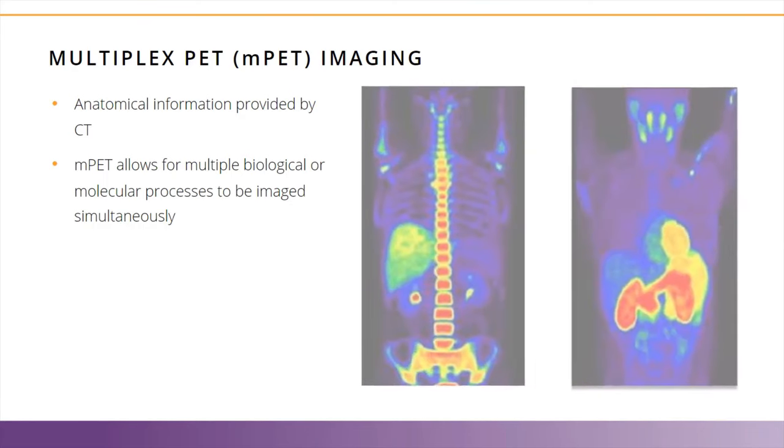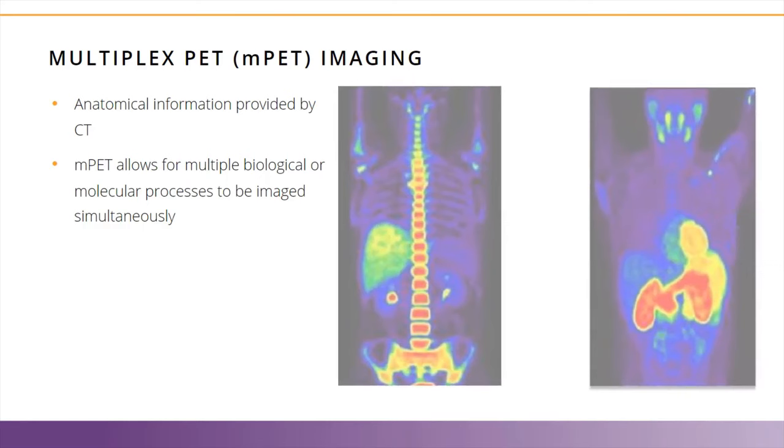The multiplex software is then able to separate the 2 different tracers from the acquired data, again providing information on multiple biological or molecular processes simultaneously. The possibilities with multiplex PET are endless and open to extensive research and development.